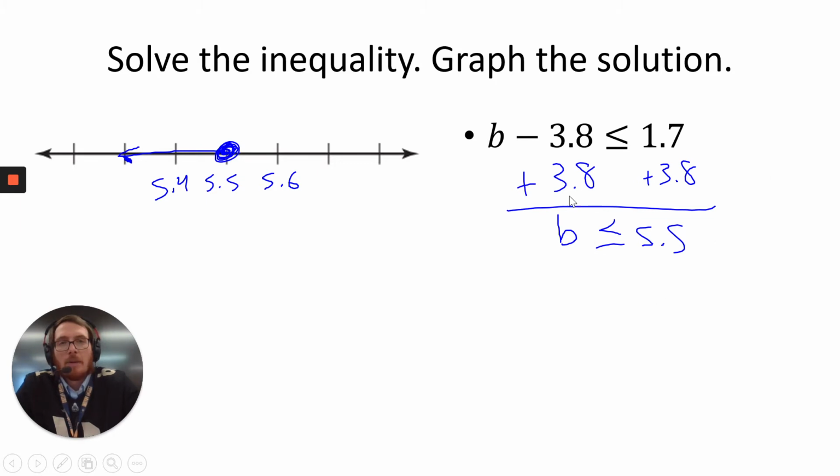Okay, b minus 3.8 less than or equal to 1.7. To get rid of minus 3.8, add 3.8 to both sides. Less than or equal to is a closed circle at that 5.5, then an arrow going to the left. And again, this should be fairly quick. Original problem, show your step, find the answer.